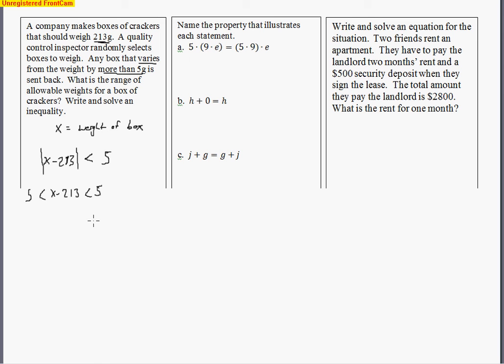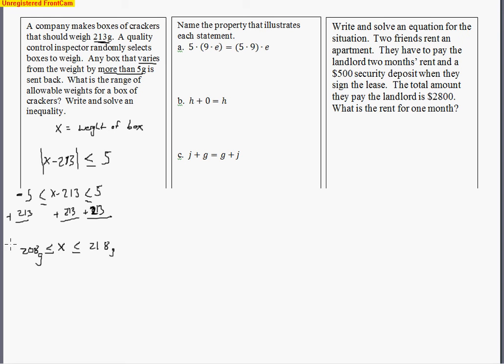So if it's more than, it would end up being sent back, but if it equals, we would not send it back. So I'm actually going to change that to a less than or equal to symbol, so it'll equal 5 grams. That would be okay, because it's not more than 5 grams. So we'll go ahead and use that, and I'll add the 213 to both sides. And that should be a 213. And I'll go ahead and add 213 to this other side. And so when I do that, and this is negative 5 on this side, I end up with 208 is going to end up being less than or equal to x, and x is going to be less than or equal to 218 grams.